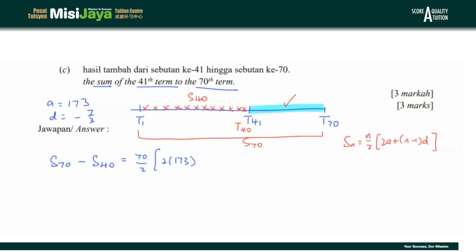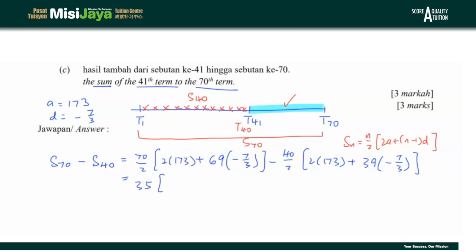So 2 times 173, and then plus 69, because 70 minus 1 is 69, times D which is negative 7 over 3. Then after that minus S40, which will be 40 over 2, times 2 times A plus 39 times D, negative 7 over 3, then close bracket. Then we calculate one by one. 70 over 2 is 35. 2 times 173 is 346. And this one times together, we get negative 161.